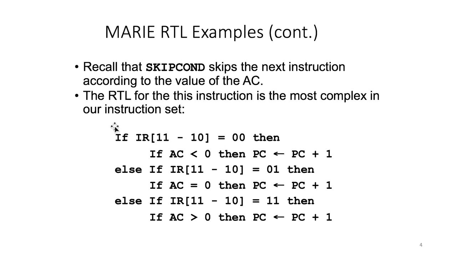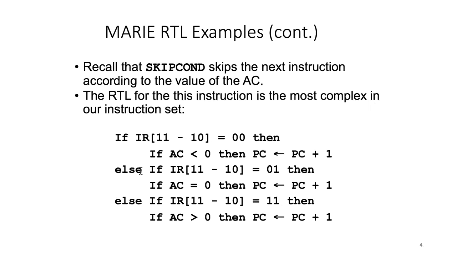First of all, MARIE will check the value of the instruction register at bit 11 and bit 10. If bit 11 equals 0 and bit 10 equals 0, then we check the value of the AC. If the value of the AC is less than 0, then the next instruction will be skipped by increasing the program counter by 1. So the program counter will be equal to the program counter plus 1.